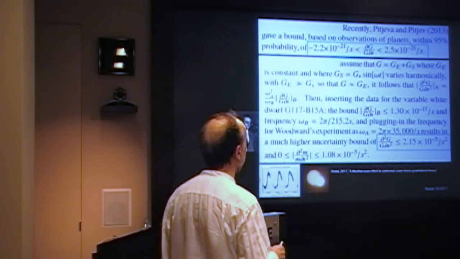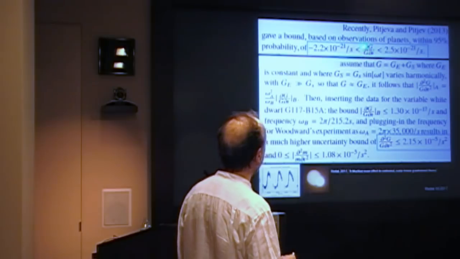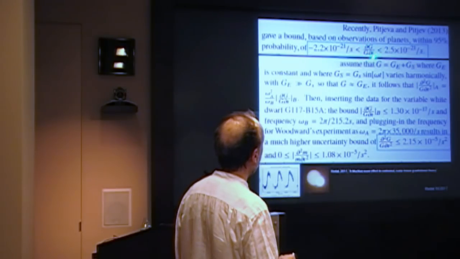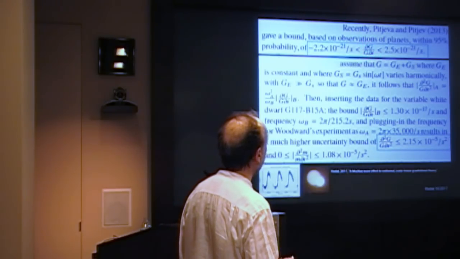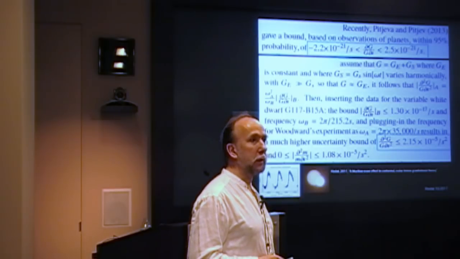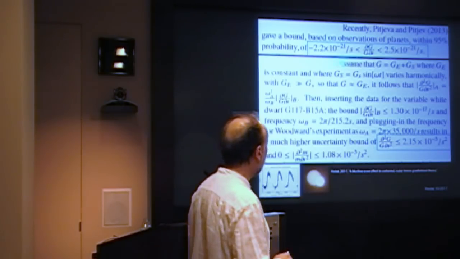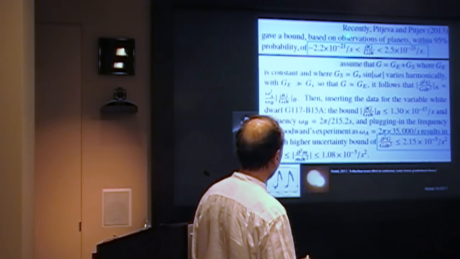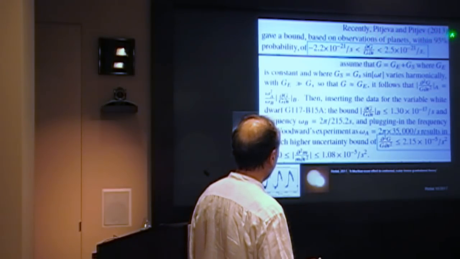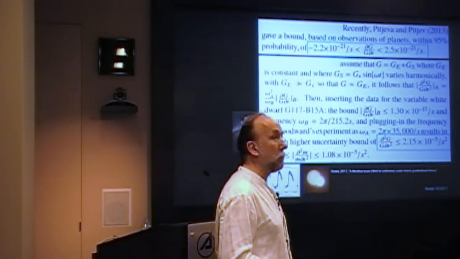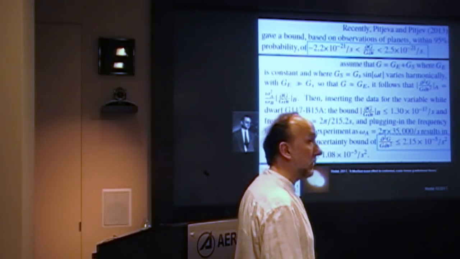At the beginning, the variation of G with respect to time divided by G, 20 or 30 years ago, was already 10 to the minus 10. The latest result, for example by Pincheva and Pinchev in 2013, shows it to be 10 to the minus 21 per second, extremely small.